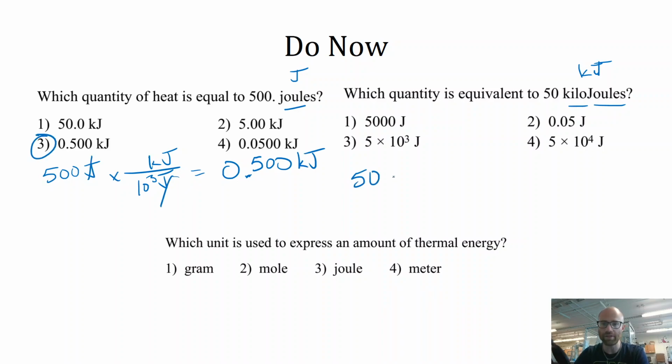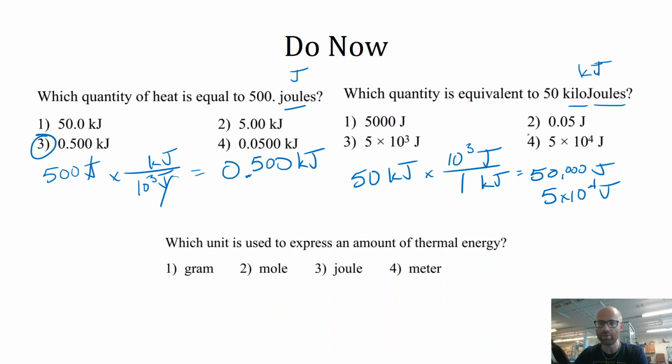And then we have 50 kilojoules. And again, we're doing the same process, putting kilojoules on the bottom, joules on the top as our target unit, because all four answer choices have joules. 1 kilojoule is 10 to the third joules. Multiply across, and we get 50,000 joules. And if we turn that into scientific notation, we get 5 times 10 to the fourth joules, so that's choice 4.